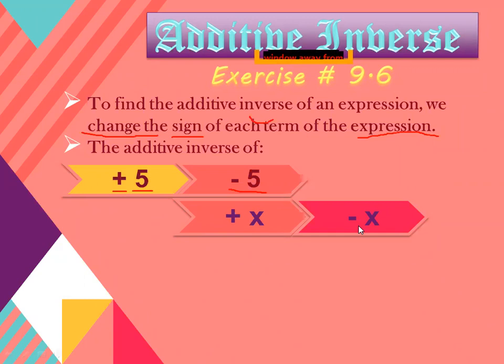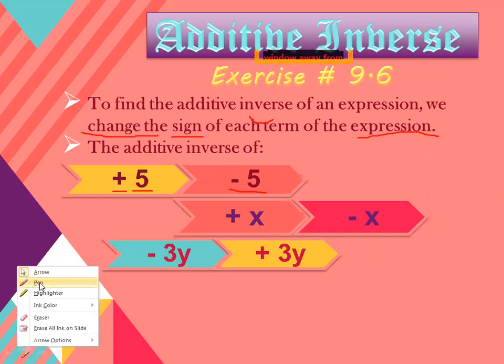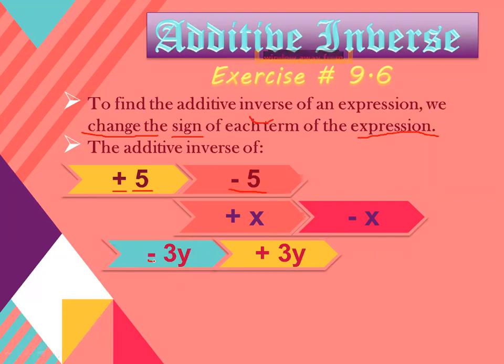Then suppose you have another one, that is minus 3y. Minus 3y is another term, and the term has a minus sign. If you want to write the additive inverse of minus 3y, how will you write it? You will simply change the sign, so plus 3y is the additive inverse of minus 3y.